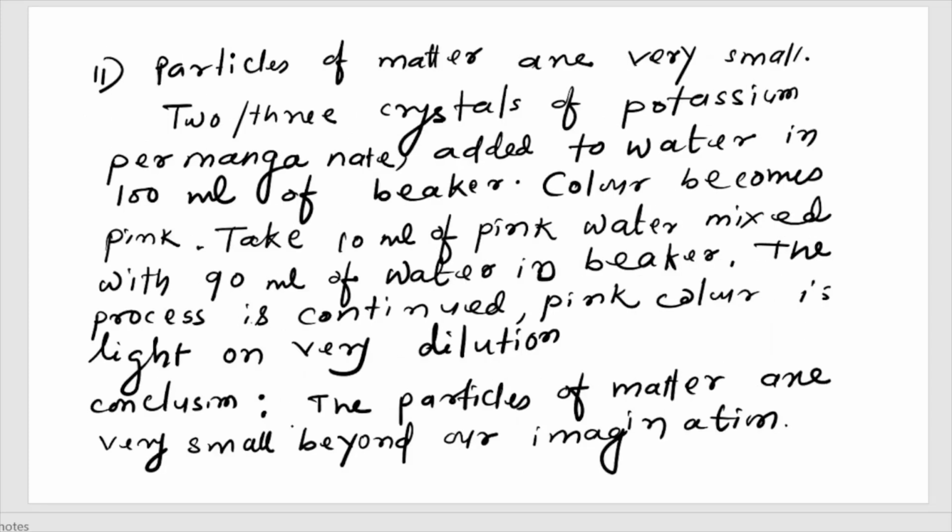Second point: particles of matter are very small. Particles occupy space and these are very small. How can you feel how small they are? There is no color to help you judge. So do one thing: take 10 ml of pink water. What is pink water? Potassium permanganate is a pink crystal, a chemical compound that is soluble in water, and the solution becomes pink.